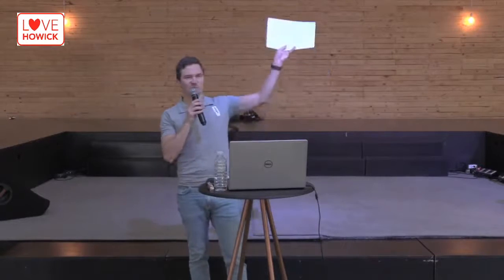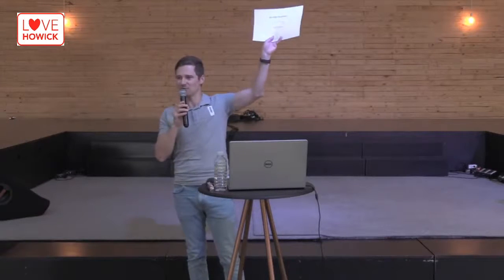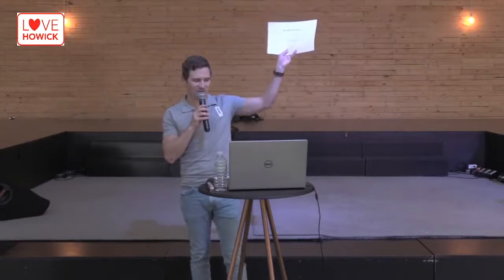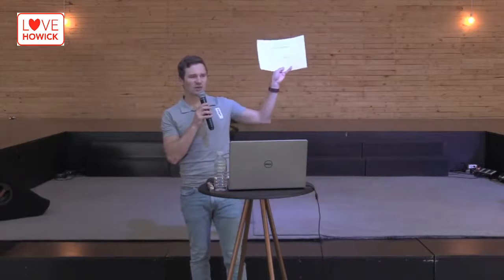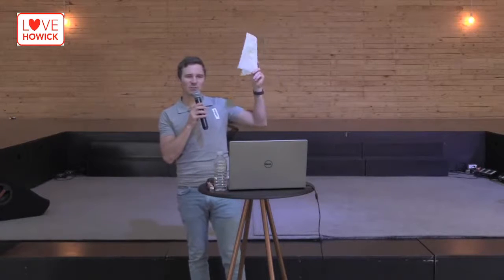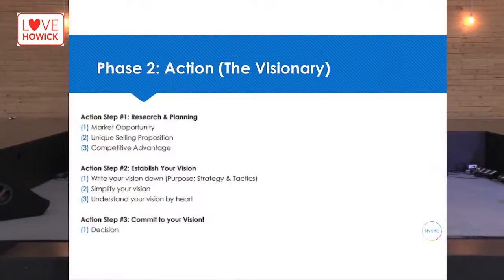Action step 2, establish your vision. You take this blueprint and you write the vision down. You write the vision down and you simplify it over and over. In other words, don't just do one of these documents, do 5. And compare each one with the previous one and see if you're still thinking the same as you did. If they all line up, you know your mind's in the right space. And you really know your models, you really know your business. Simplify the vision, understand it by heart.